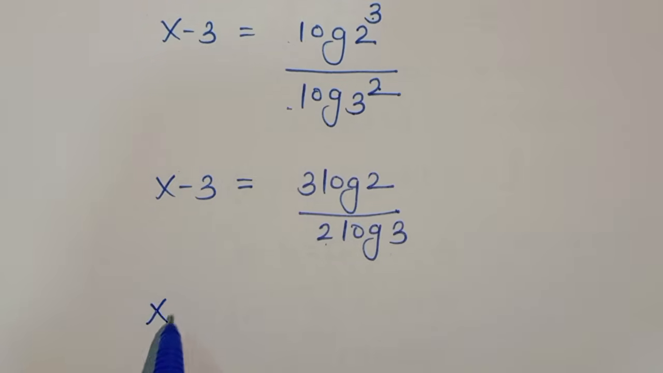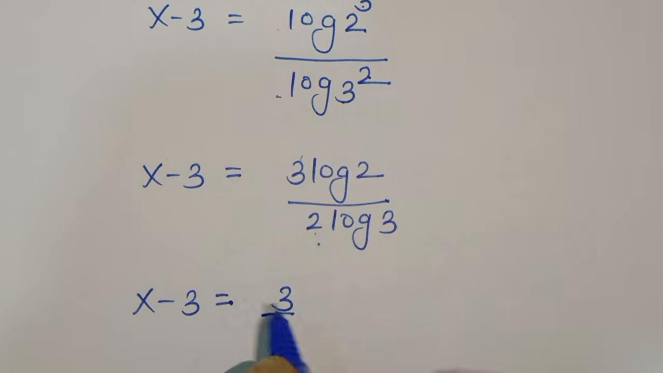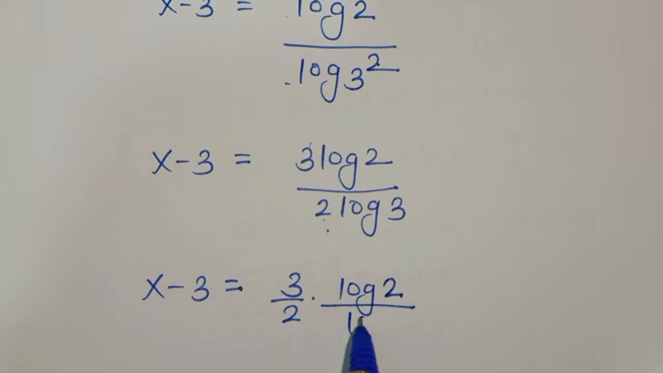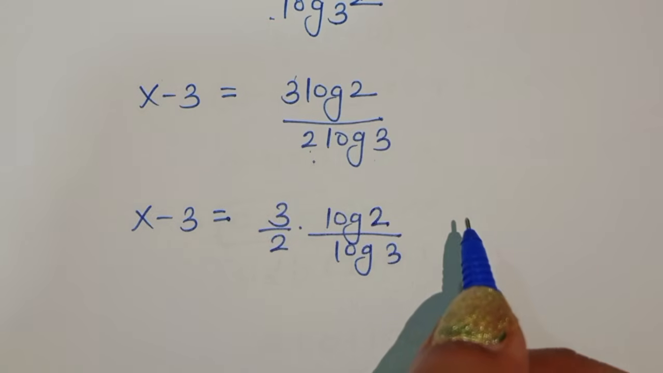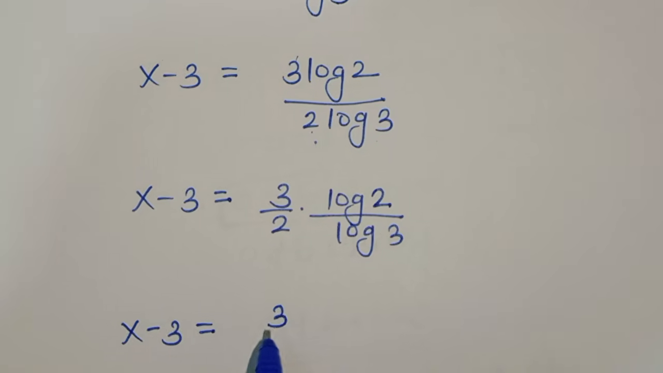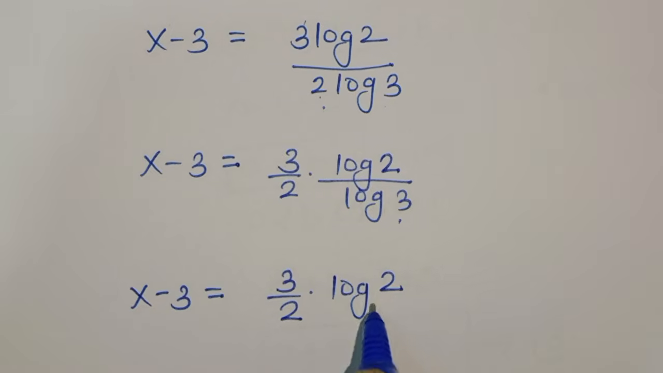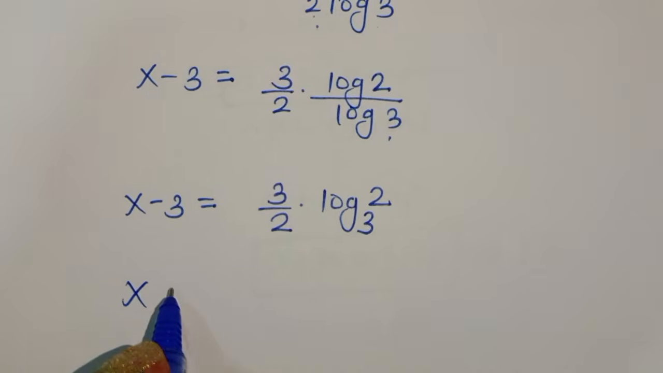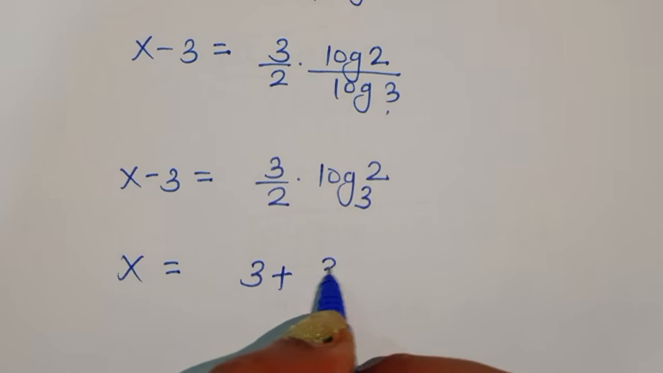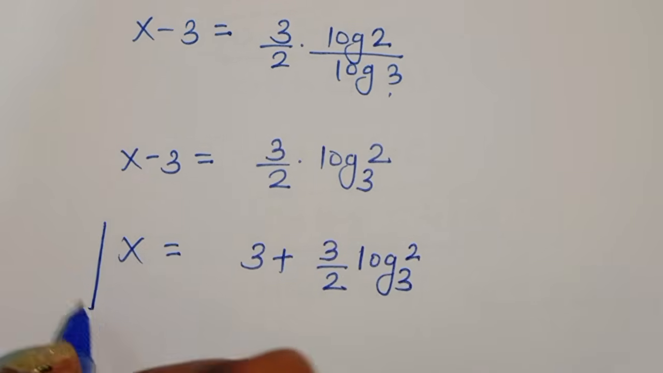Now we can write this one: x minus 3 is equal to 3 by 2 times log of 2 divided by log of 3. Or we can write this one: x minus 3 is equal to 3 by 2 times log of 2 to the base 3. Therefore, the value of x is equal to 3 plus 3 by 2 log of 2 to the base 3. So this is the value of x here.